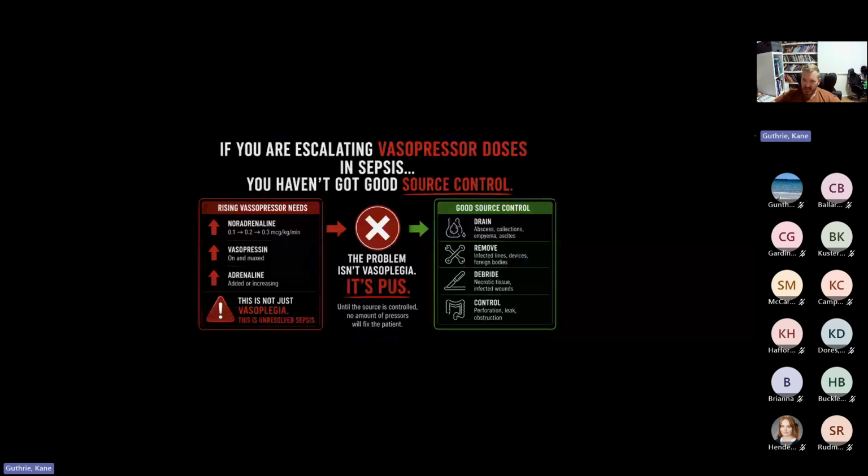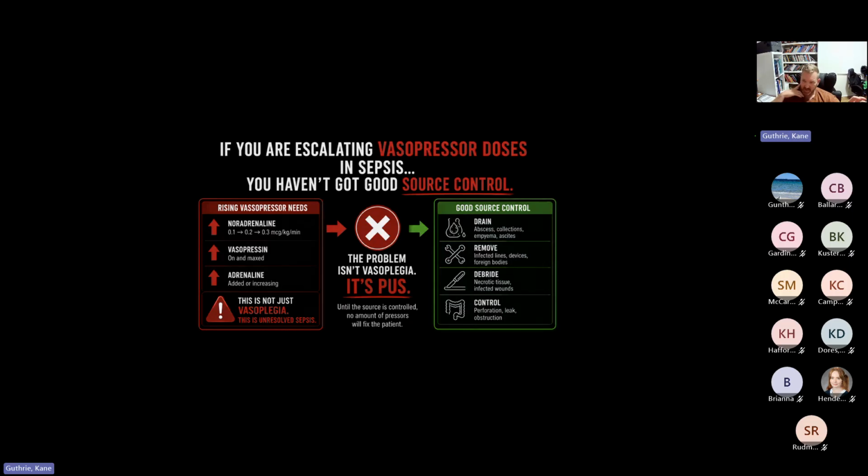And generally, if you've got escalating vasopressor doses in sepsis, you haven't got good source control. So if you're maxing out on your adrenaline, your noradrenaline, your vasopressin, and you're dealing with sepsis, it isn't a distributive shock or a vasoplegia problem, it's generally a pus problem. You can give them all the drugs in the world, but until you actually get source control on those patients, they're just going to get sicker. And everyone's fascinated in ED about time to antibiotics, but no one ever looks at our time to source control and getting these patients to theatre, and that's what actually makes a difference.